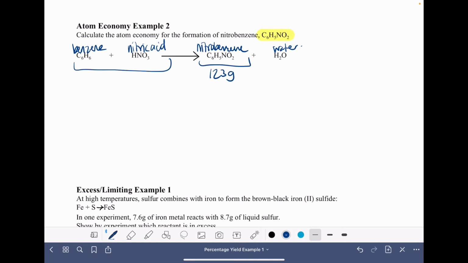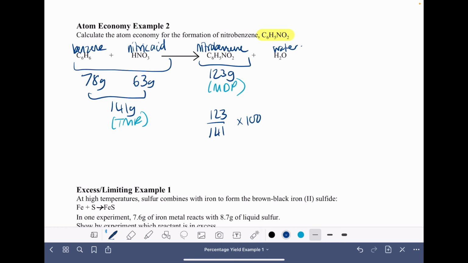So the benzene is 78 grams and the nitric acid is 63 grams. So in total, that is 141 grams. Okay, so you can see what we're about to do. We are going to take this number here. This is our mass of desired product, and this is the total mass of reactants. So we're going to do 123 divided by 141 times 100, and that comes out as 87.2%. That is our final answer for the atom economy of nitrobenzene.